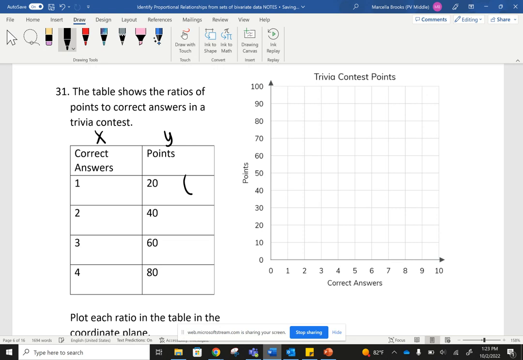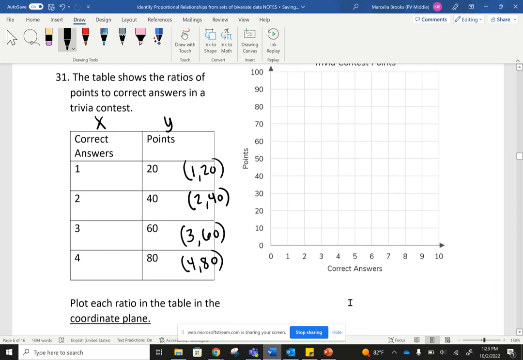So our first point is going to be 1, 120. Our next point is 2, 240. Our next point is 3, 360. And our next point is 4, 480. So we're going to plot each of those ratios in the table on the coordinate plane.